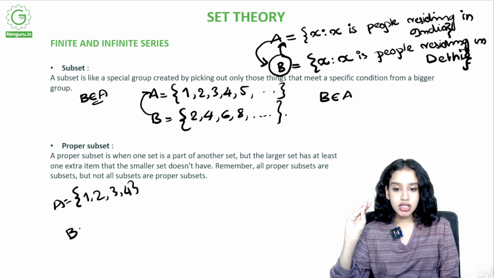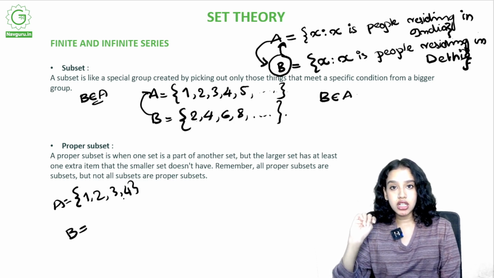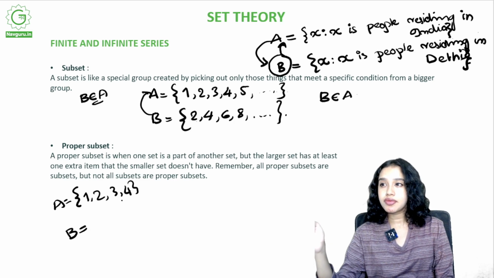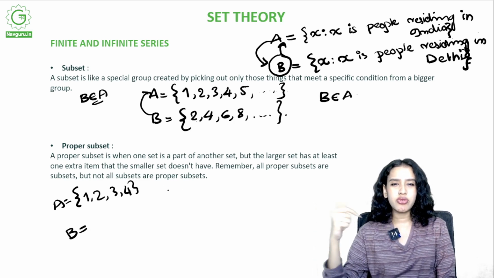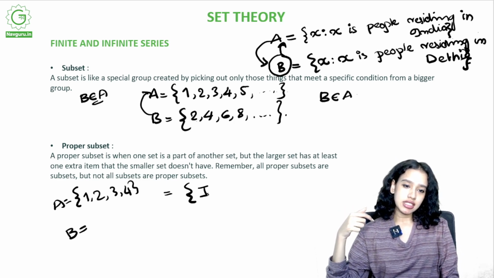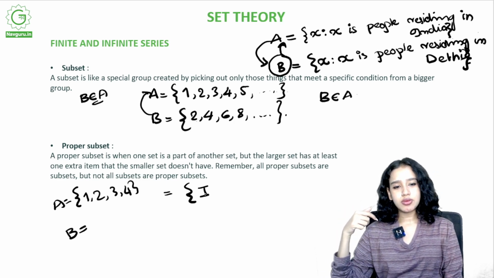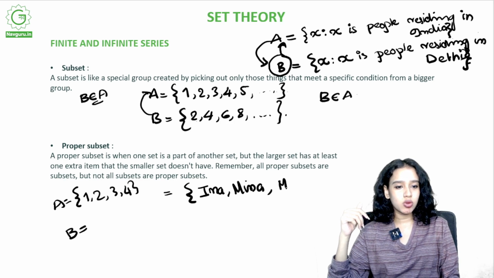Okay. Now let's say that 1, 2, 3 and 4 are 4 people who are reading books. Or for fun, let's name the 4 people. I don't know whether you remember the cartoon Inna Minna Minna Mo.